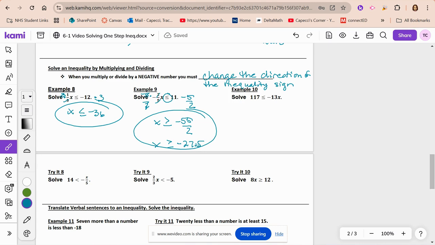All right, let's look at the next example. I'm going to divide everything by negative 13. And again, I just divided, so I'm going to change the direction of the sign. My x is there. 117 divided by negative 13 gives me negative 9. So that's okay. Or I like to put my variables on the left-hand side, so I'm going to put x to the left and 9 to the right. Either way is okay.